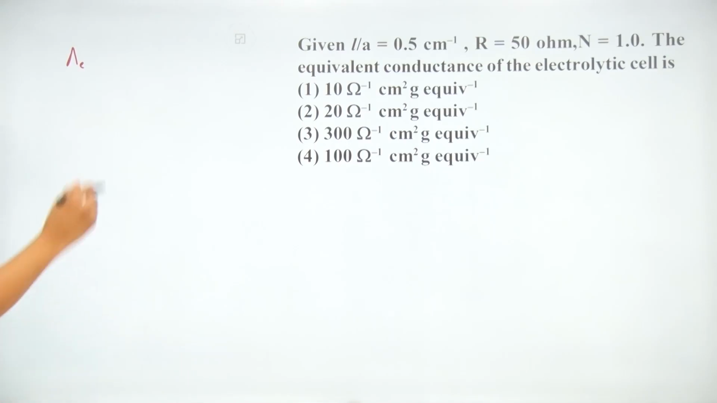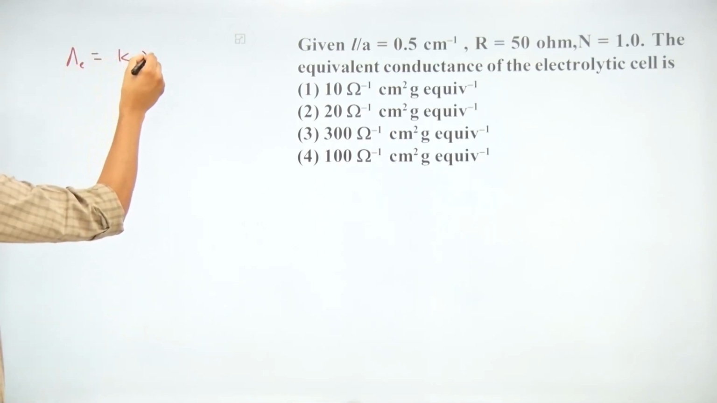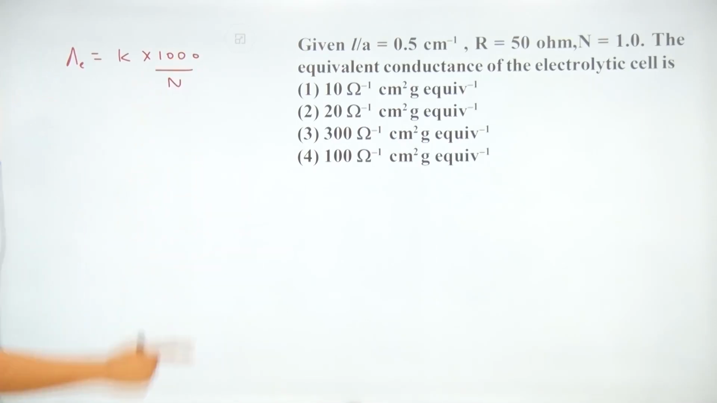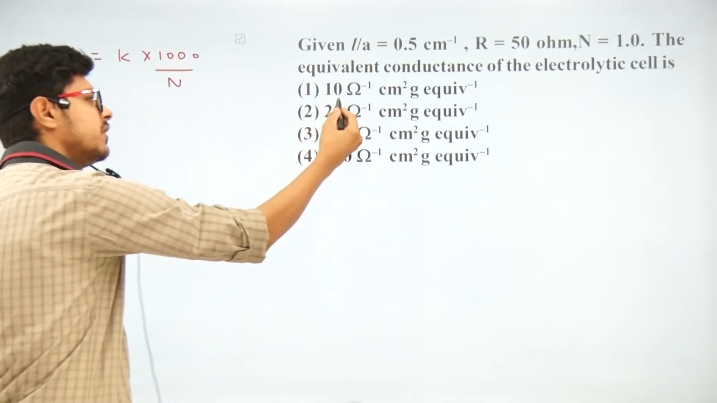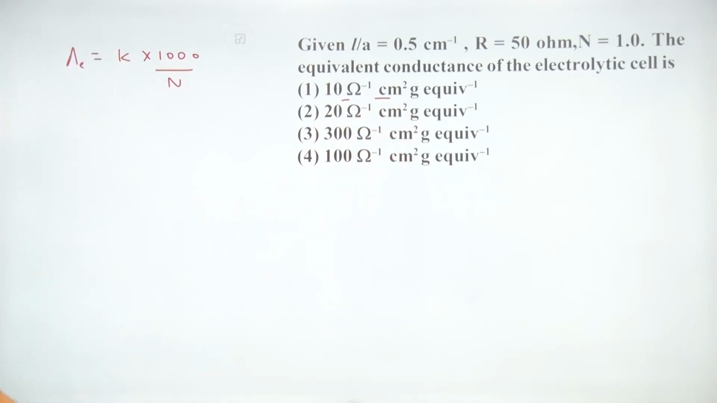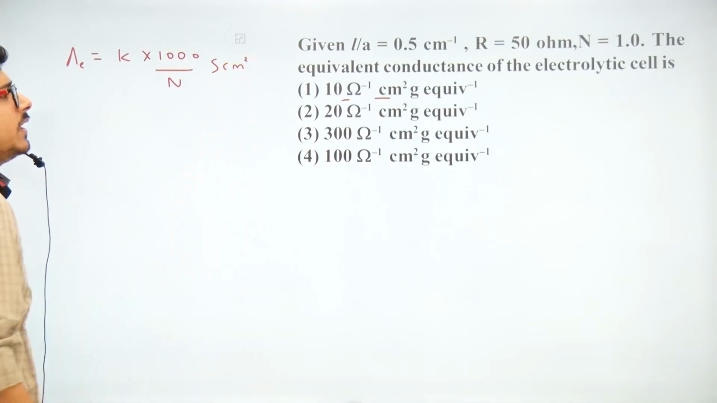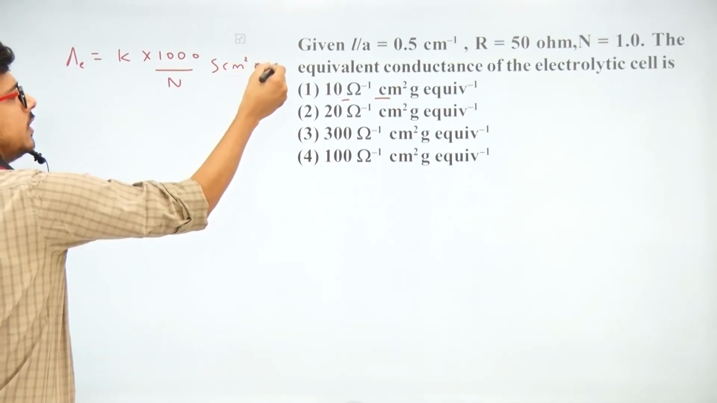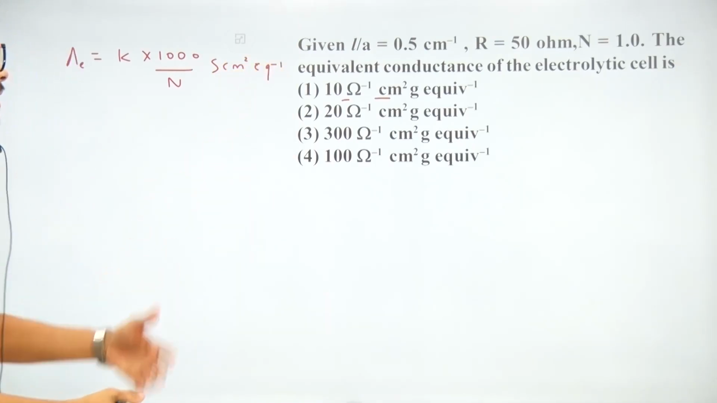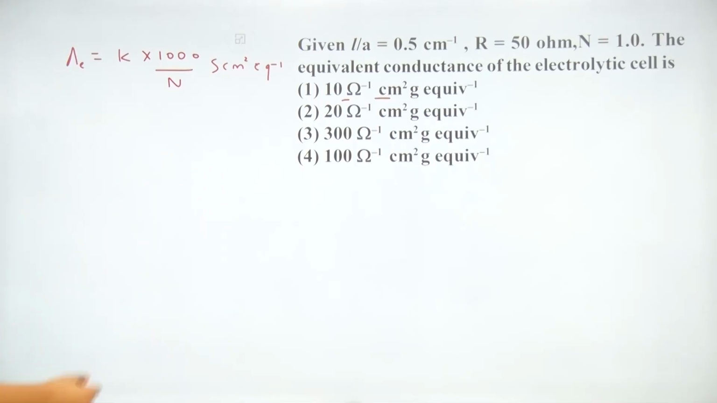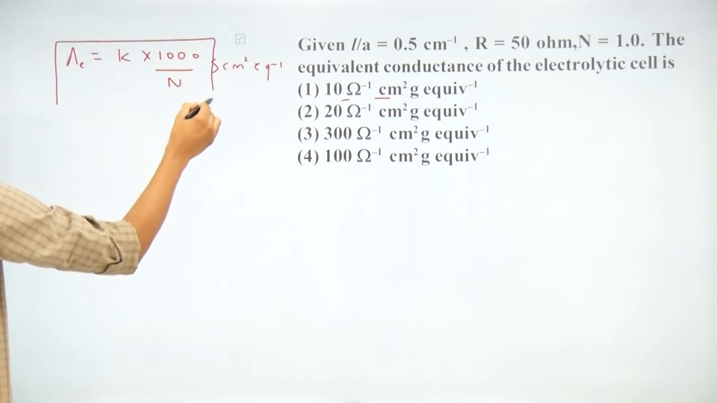Its formula will be kappa into 1000 divided by N, since we need to find the value in ohm inverse centimeter square gram equivalent. Or this can be written as Siemens centimeter square per equivalent, or ohm inverse centimeter square per equivalent. Here we have our formula.